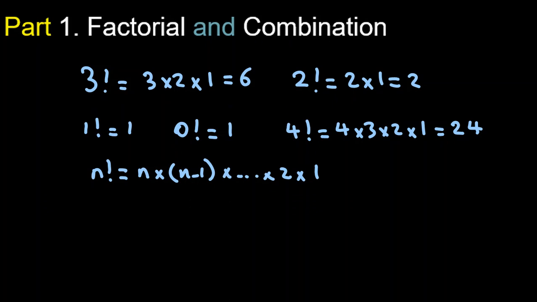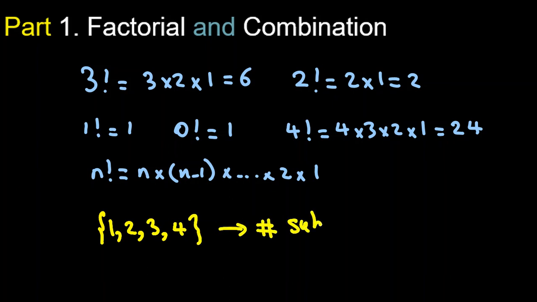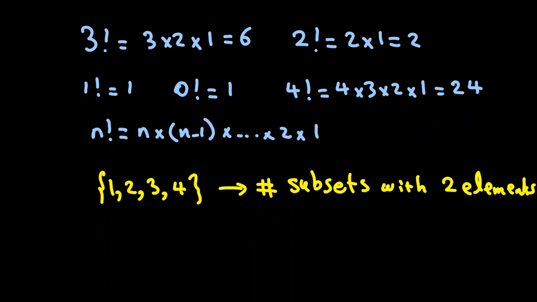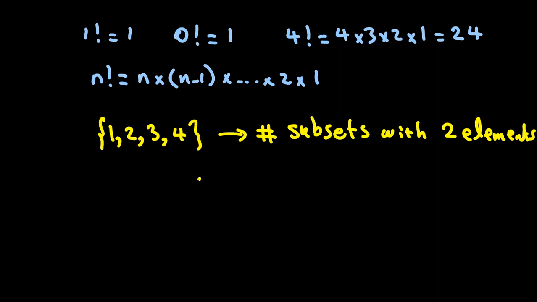Now let's work on combination. Suppose, for example, our set is 1, 2, 3, 4. Suppose we want to find the number of subsets with 2 elements. Then we generalize for any set, for example, 1 to 10, and the number of subsets with 10 elements. So if I want to calculate it, the sign, like factorial, is 4 choose 2.